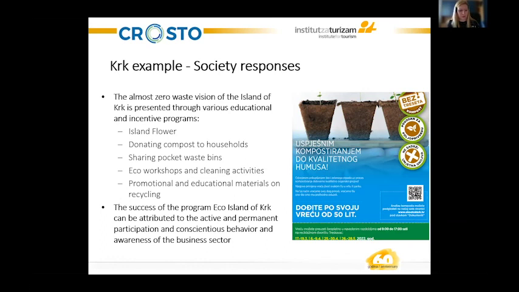But in the end, it's important to state that all this wouldn't be possible without the permanent participation and continuous behavior and awareness of the business sector on the island of Krk, especially the hotel sector, private accommodation, and camps. They have a lot of camps, and since they have a lot of camps, they are more open to sustainability and frameworks which will help them have more sustainable operations.